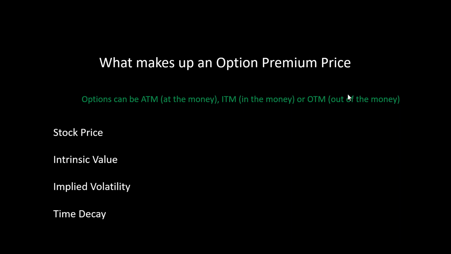And then there are out of the money options. So that would be if the stock price was 100 and you bought a $105 call, you're expecting the stock to move up to reach that price eventually. But right now it's out of the money. It's completely out of the money.